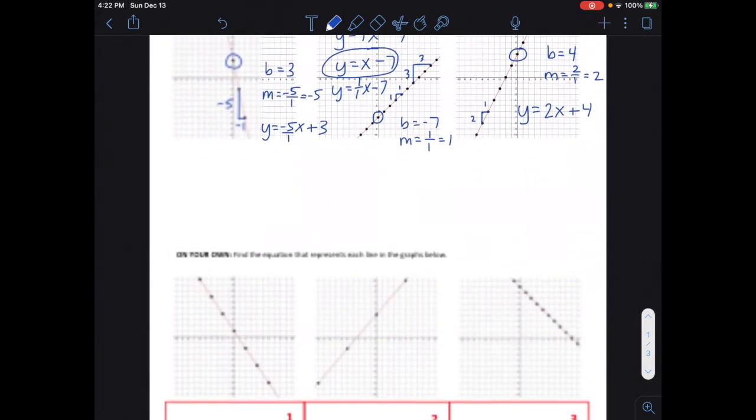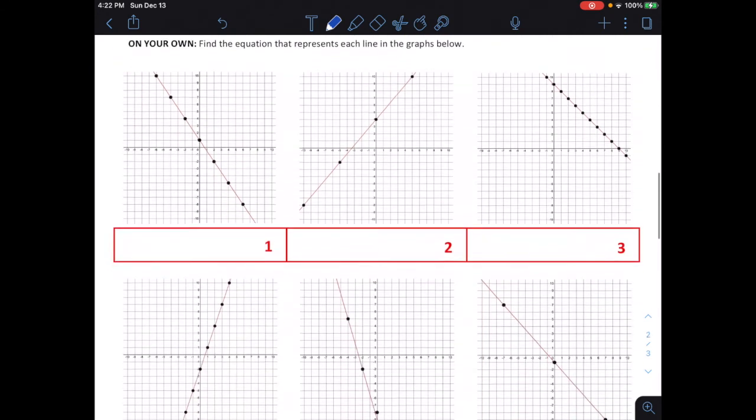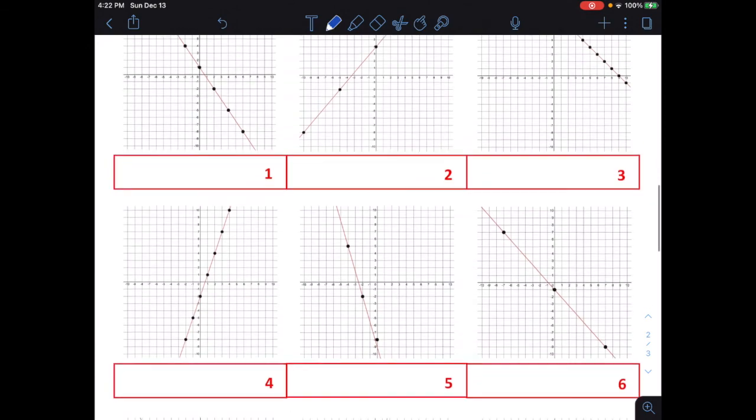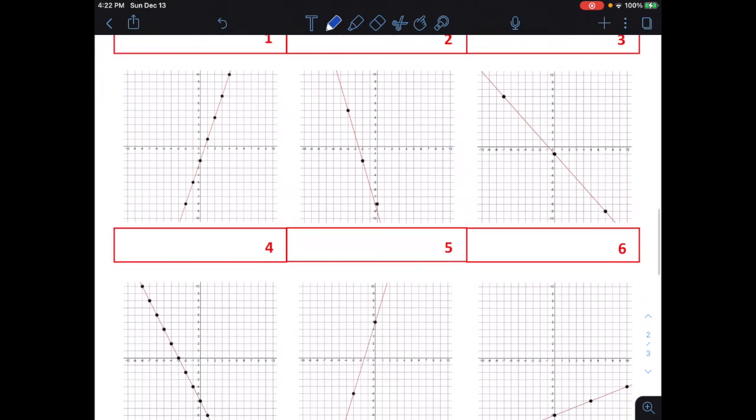All right. Next page, you have a whole bunch that you get to do. And remember, there's red boxes there. So when you write your equation in those red boxes, you're going to have to enter those in Schoology.